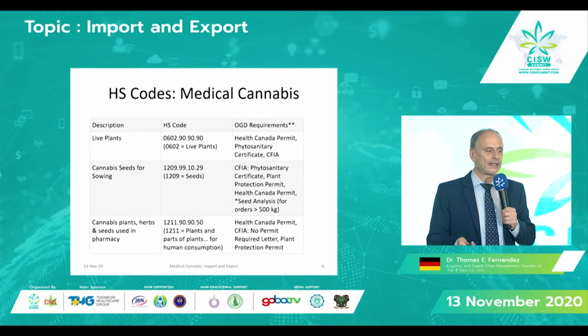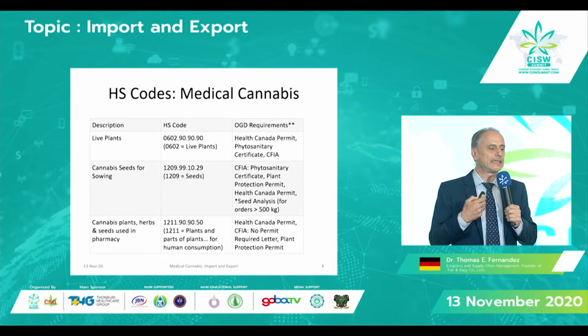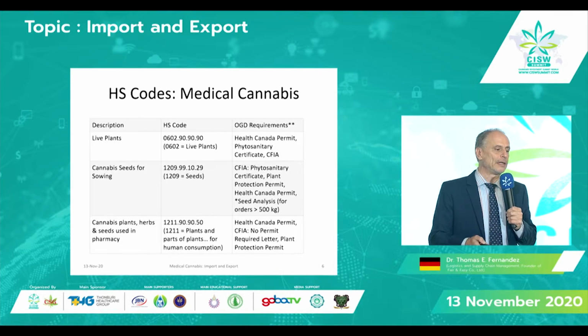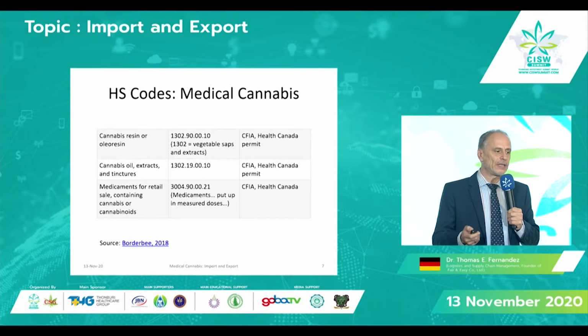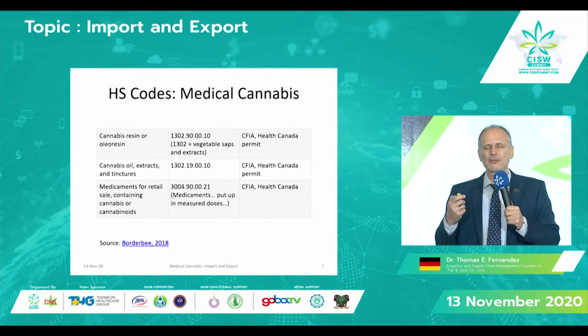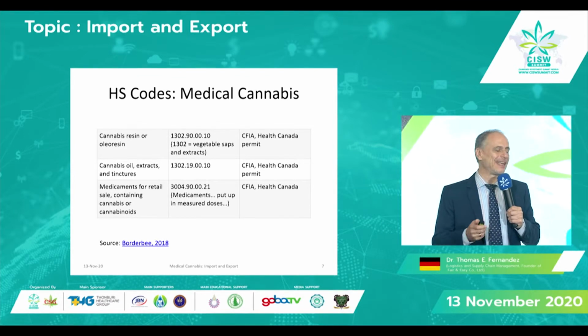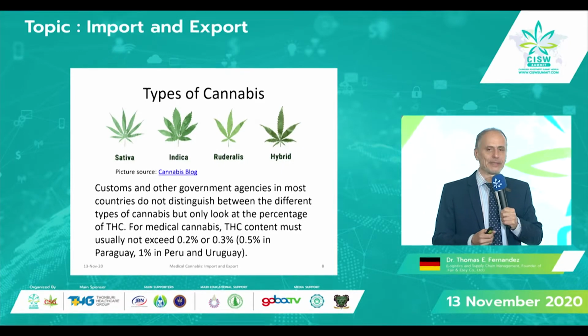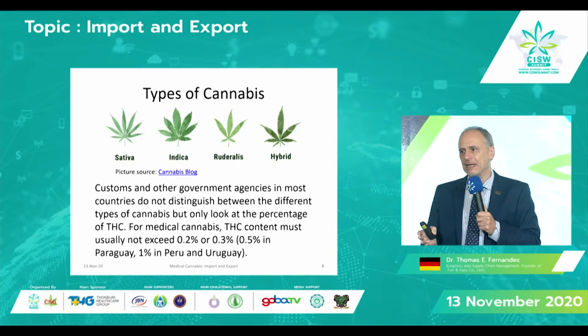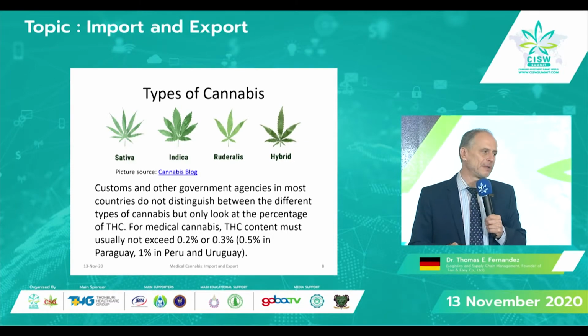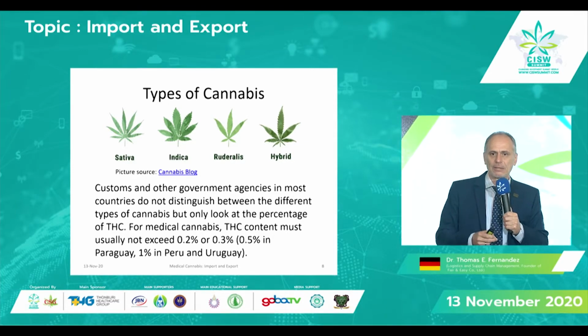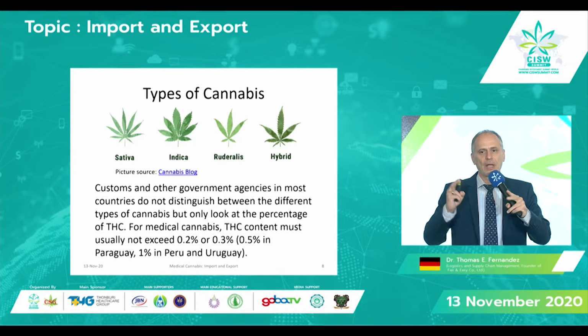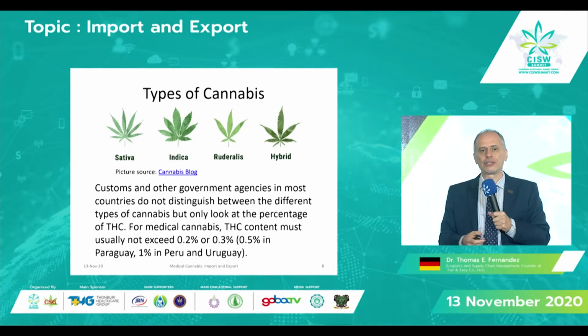0602 is live plants, 1209 is seeds, 1211 is plants and parts thereof. Then we have resin, it's a different number again. Oils, extracts, tinctures, different number again. You get the idea. And then we have different types of cannabis. What's the difference here? We need to know that for customs purposes, because hemp is not under any drug laws.